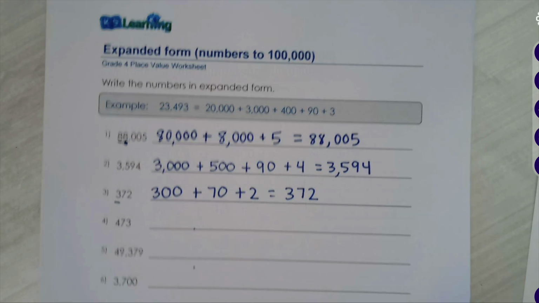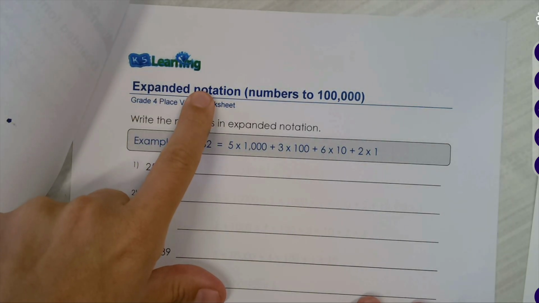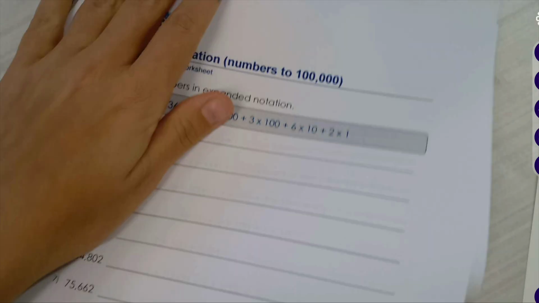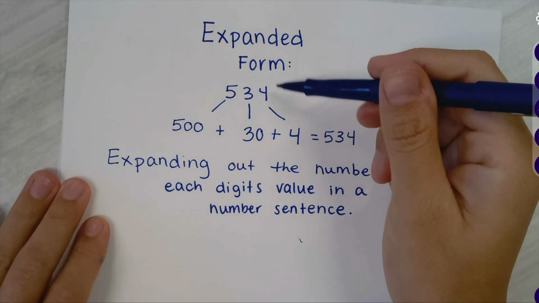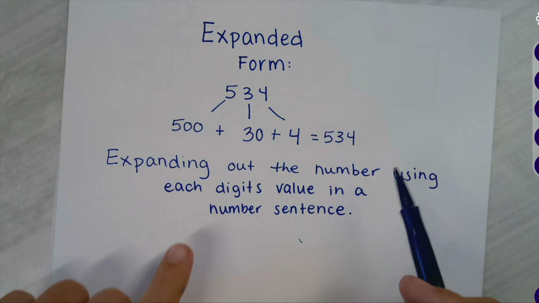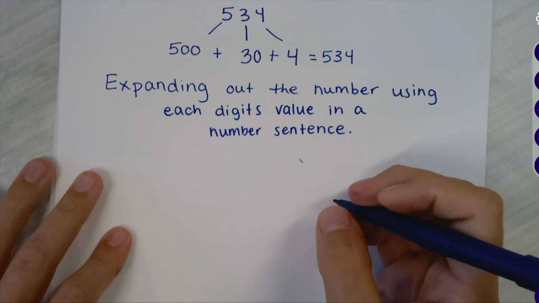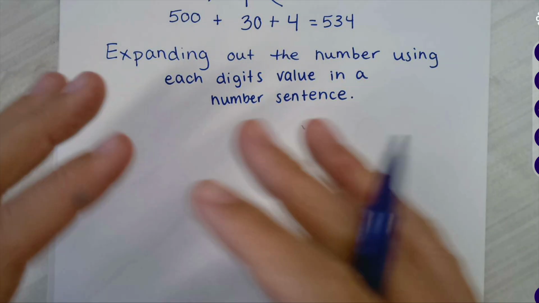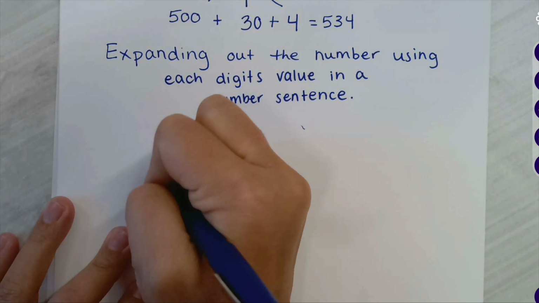If you go to the next page, it says expanded notation. Oh, but expanded notation and expanded form are not the same things, friends. They do not mean the same thing. I'm going to go back to our notes page. We said expanded form is literally expanding out the number using each digit's value. Well, expanded notation is not the same. It is expanding out the number, saying how many groups of that place value you have. I'll show you what I mean.